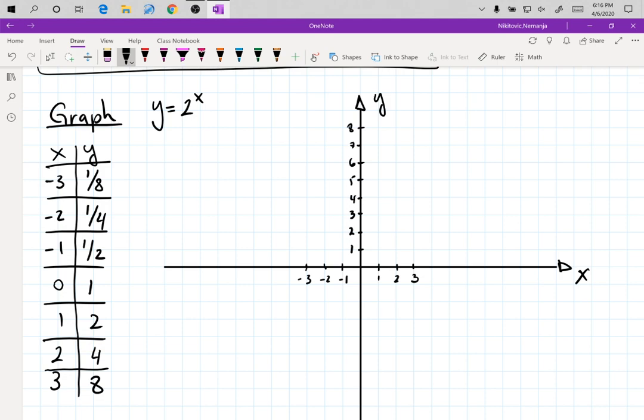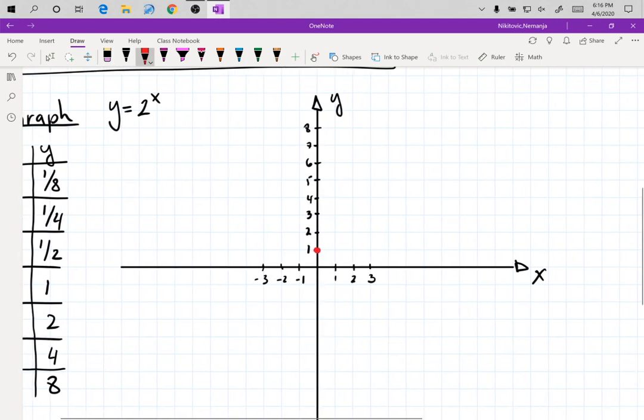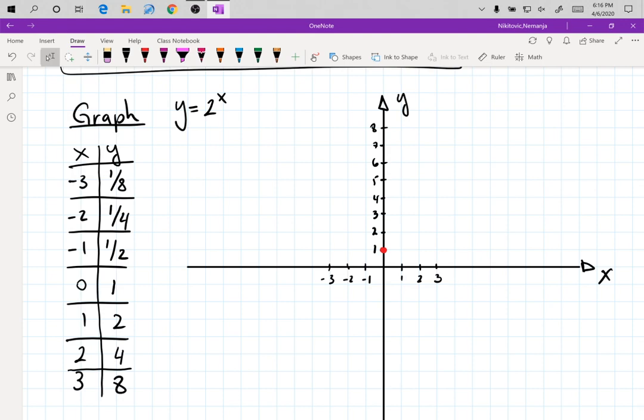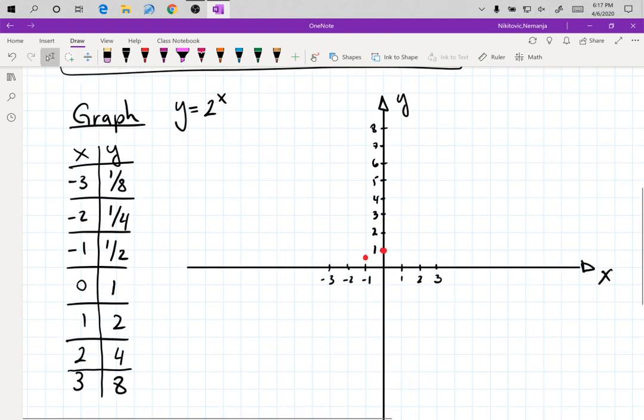And I can go and plug these values. So let's use red for points. 0, 1, that's on the y-axis. And let's do the negative values now. So -1 gives us a half. That's a half a square over here. Then it's a quarter. Then it's an eighth. So as you can see, it's getting closer and closer to the x-axis. And the spoiler here is that it will never touch the x-axis and it will never cross the x-axis.